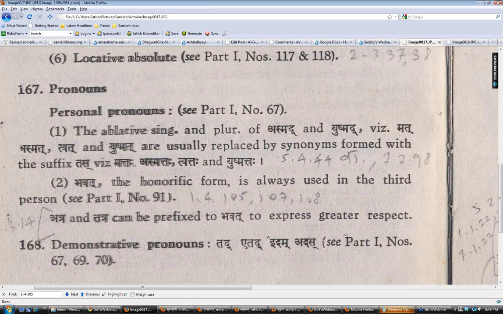As in Kva Tatra Bhavati Kashyape. Adishto Asmi Tatra Bhavata Kashyapena: I have been ordered by the worthy Kashyapa. Tatra Bhavata means that honorary, very much well-respected Kashyapa. Kva Tatra Bhavati: who are you? Who is that you? Who is the worshipful one? And so on.